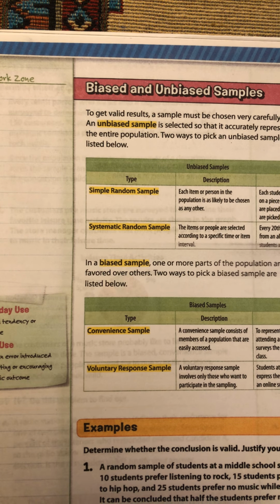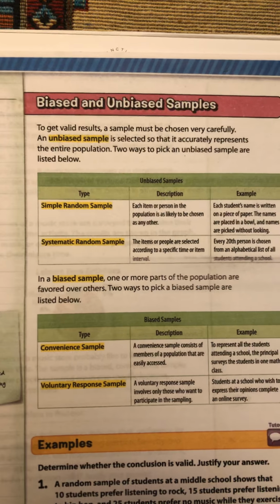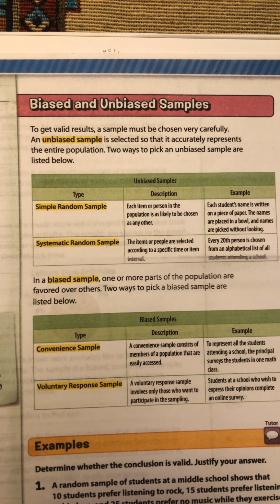So now we're going to look at the different types. We have simple random samples. Simple random is each person in a population is as likely to be chosen as any other. So each student's name is written on a piece of paper, the names are placed in a bowl, and they're picked without looking. That is completely random.